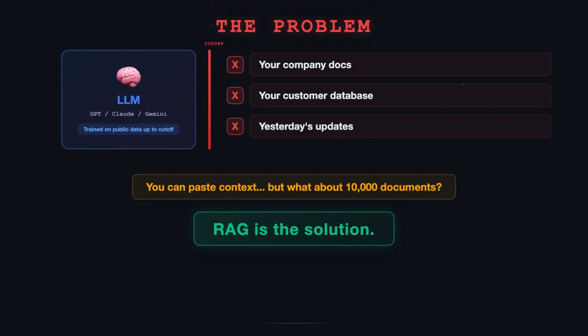You can paste context into the prompt, but that only works for small amounts of data. What if you have 10,000 documents? A million rows in a database? You can't paste all of that. RAG is the solution. It lets the model retrieve the right information at the right time automatically, so it can give you accurate answers from your data.